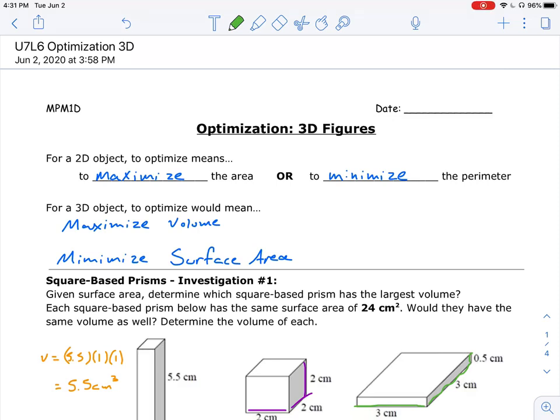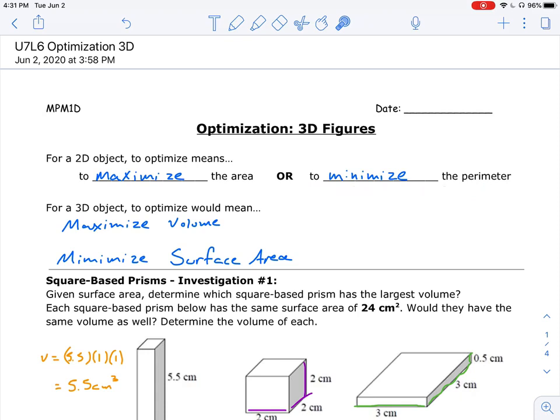All right, last lesson we talked about optimization of 2D figures. Today we're going to be talking about optimization of 3D figures. So, quick recall: for a 2D object, optimize means to find the maximum area or minimize the perimeter.